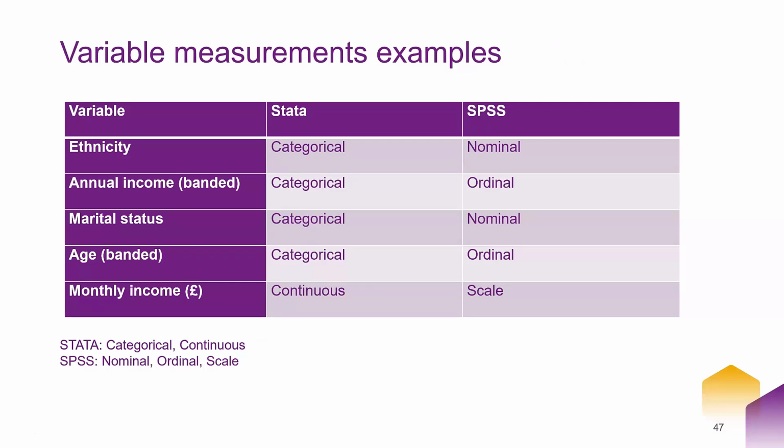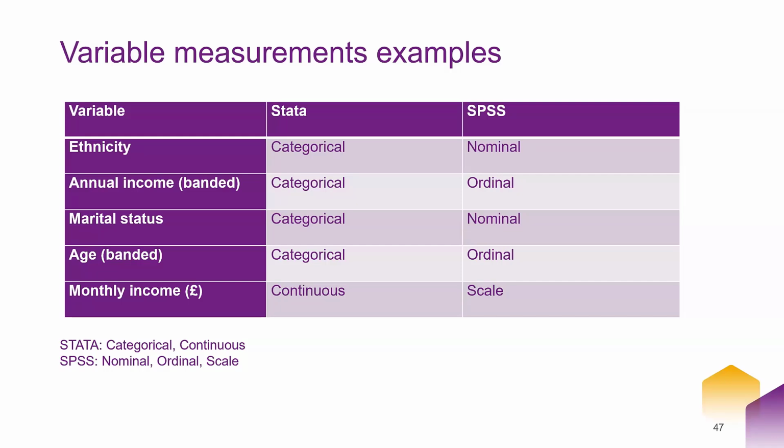When it comes to variable measure examples, when we're thinking about data and SPSS, having them defined properly matters, and they do use different terminology. For example, ethnicity in data would be categorical, in SPSS would be nominal. SPSS specifically does some bizarre things where it brings in a lot of variables that shouldn't be scaled as scale. Annual income banded in data is categorical, in SPSS is ordinal. Marital status, again, we have categorical in data, nominal in SPSS.